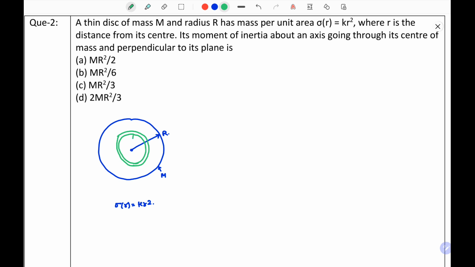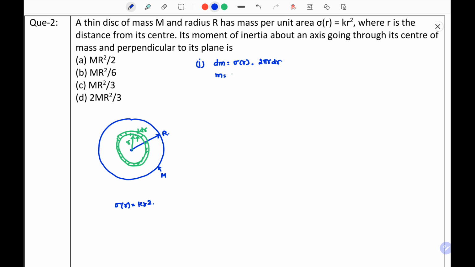So we take an elementary ring of radius small r having the thickness dr. This is the elementary ring. So first we will find the mass of this disk in terms of the sigma. Elementary mass dm will be equal to sigma r, this is the mass density, into the area of the ring, which will be equal to 2 pi r into dr.